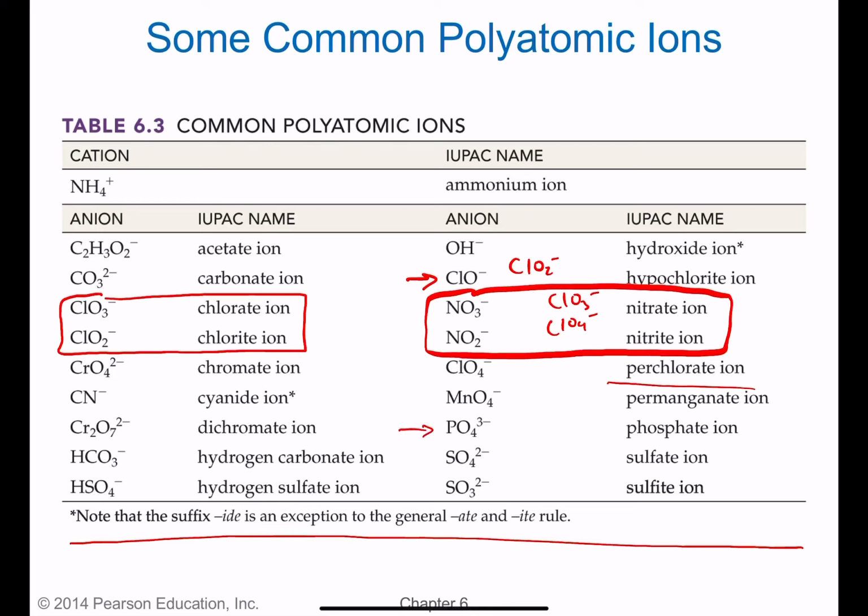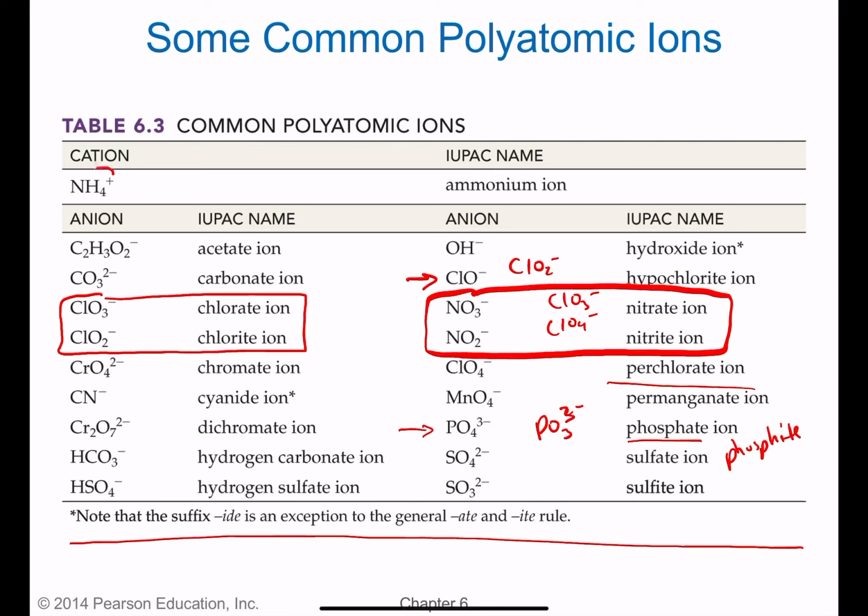One interesting, could be a good exam question. We've got phosphate. I could ask you, what would be the formula for phosphite? Phosphite with an ITE ending, you should be able to deduce what the formula is based on the rules we just learned. So instead of PO4, it should be PO3, and the charge doesn't change, so it's 3 minus.